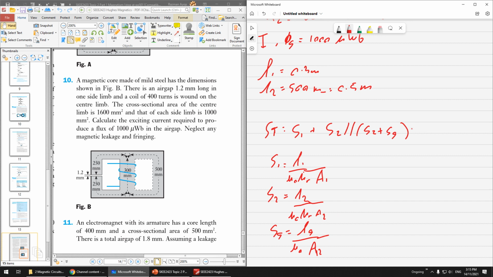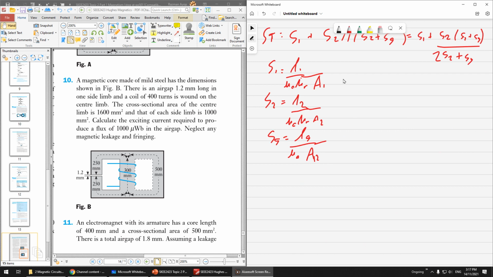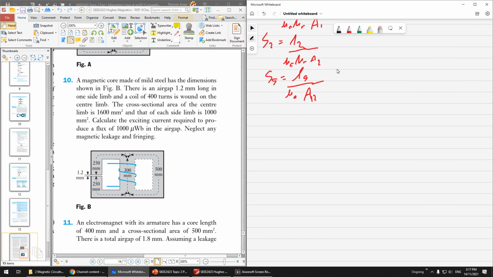So you add this and include it inside here. S total equals S1 plus the parallel combination of S2 and S2 plus SG, which is S2 times (S2 plus SG) divided by (2S2 plus SG). So something like this. You add this, and you get the S total. Now you already have the S total, and then you have to calculate the flux.